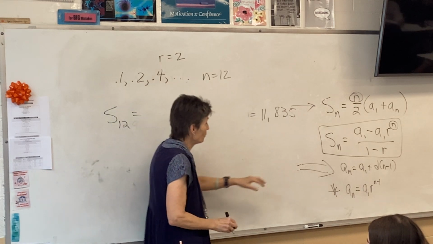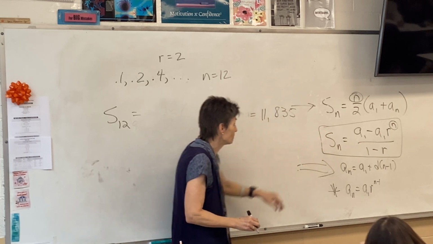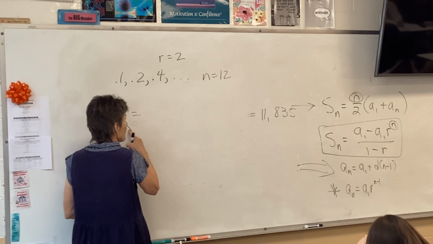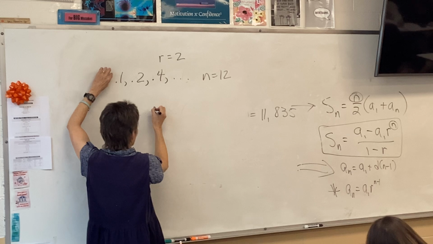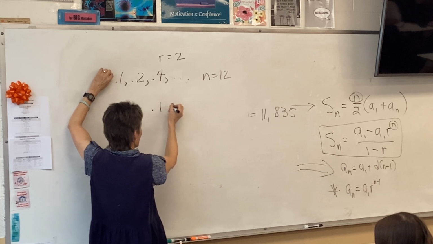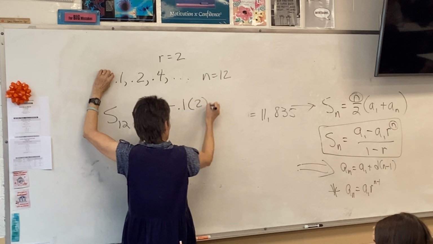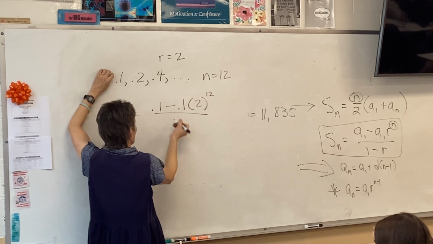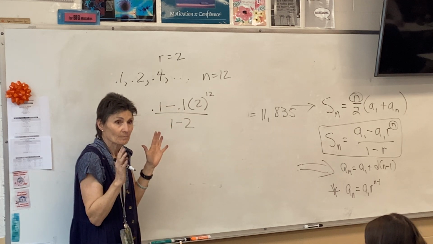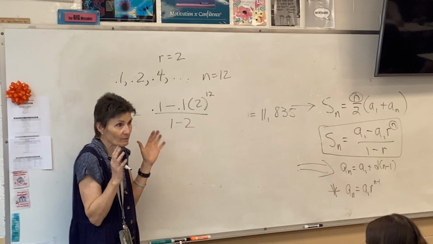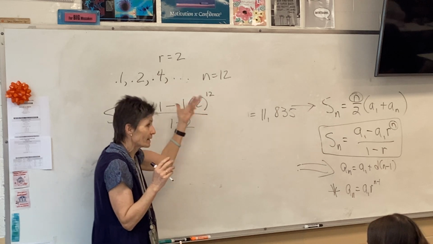So now I'm gonna pop over to geometric. I'm using this formula. This is my geometric formula. S sub 12 equals 0.1 minus 0.1 times 2 to the 12 over 1 minus 2. I have everything. This is just a plug and chug problem. I don't have to do anything fancy. I know my first term, I know my ratio, I got it.